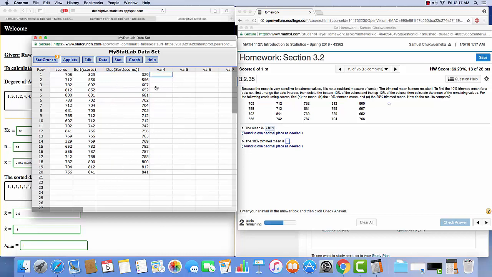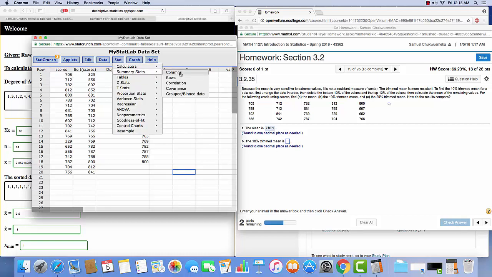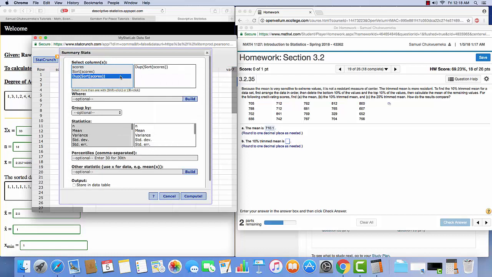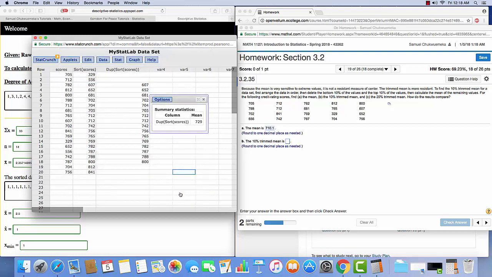So I'm just showing you this if you're going to work with data, whatever you might find yourself working. The 10% trim mean, I have to trim the top two and the bottom two. So I'll just go here and I just delete this. I delete it, period. And then I come back here, I delete this too. And that is it. Then I go to start, I go to summary stats, columns. And I'm using this right now, the duplicate data, because I removed it. And I click mean, and then I compute.